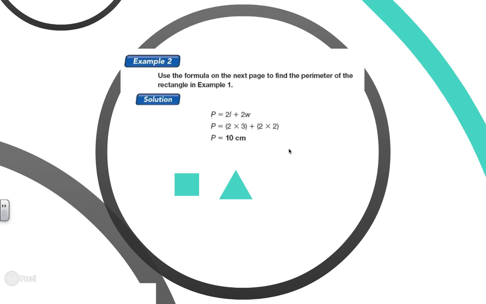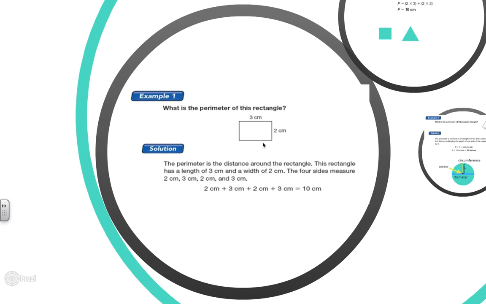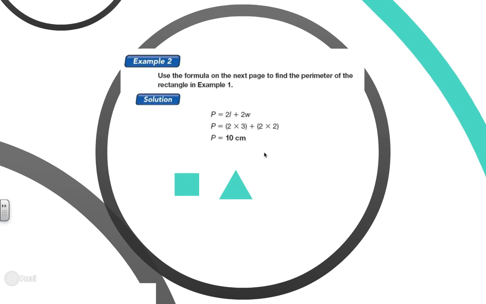Now, let me go back for 1 second. When we look at this rectangle, we know that this side is equal to this side. So we could do 2 times this side plus 2 times this side, which is 2 times 3 is 6, and 2 times 2 is 4. 6 plus 4 equals 10. All right, and in our next example, we're going to show you how to do that, okay?